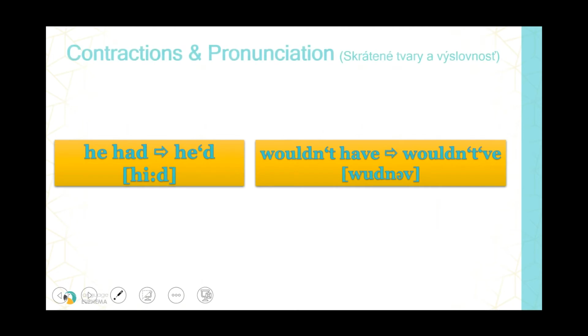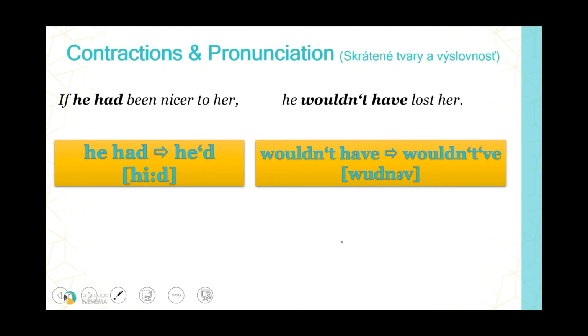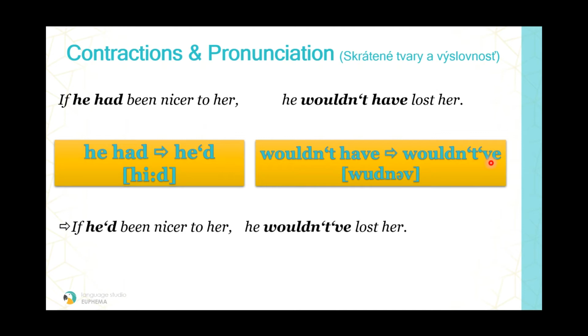Another example. If he had been nicer to her, he wouldn't have lost her. So the contraction of he had is he'd. The contraction of wouldn't have is wouldn't have. So our sentence will sound like this: If he'd been nicer to her, he wouldn't have lost her. You can repeat after me. If he'd been nicer to her, he wouldn't have lost her. Good.